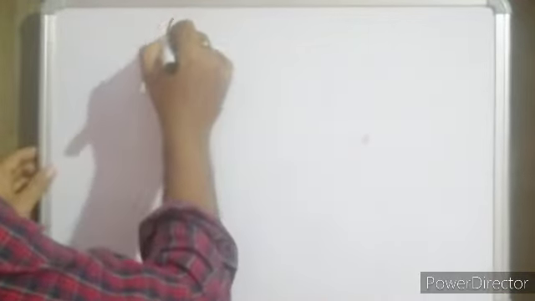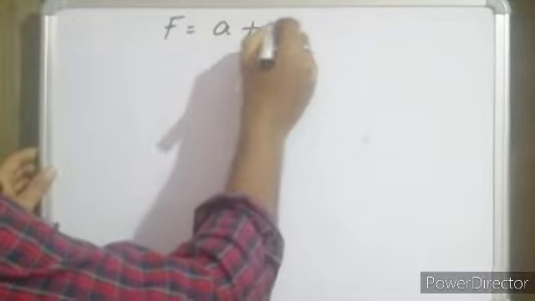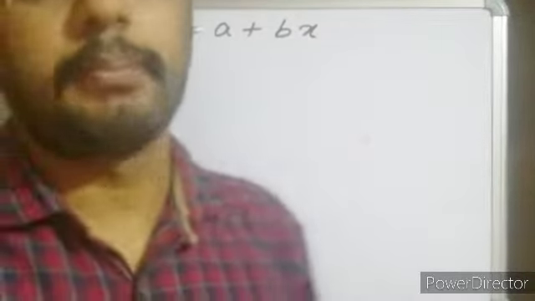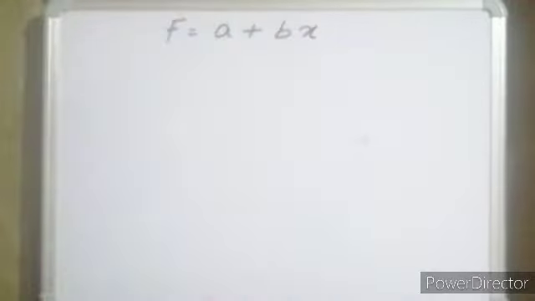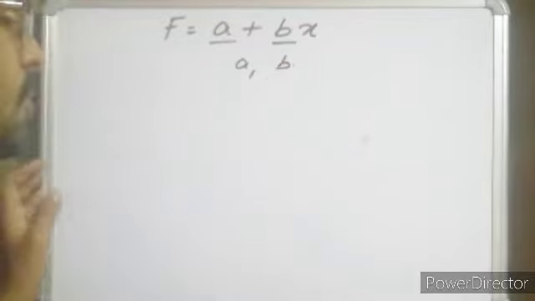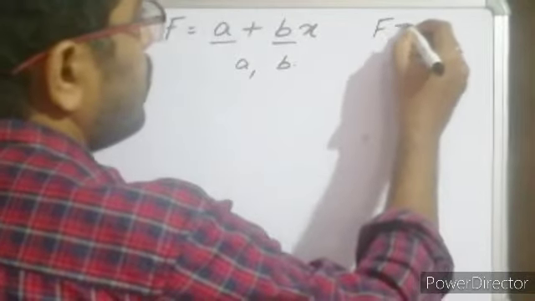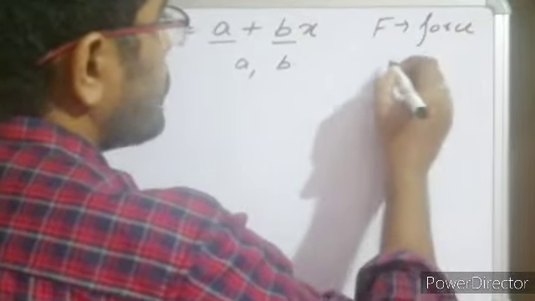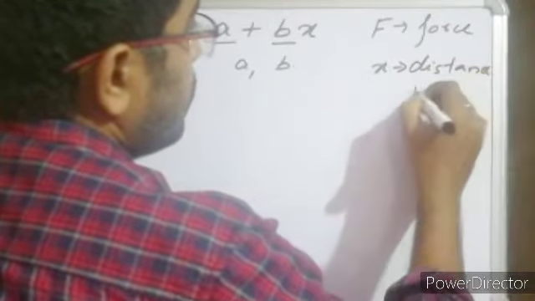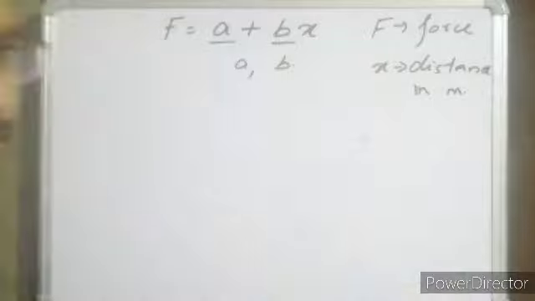Your first question is, you are given an equation F = A + Bx. This is your first question: F = A + Bx. Now, you are asked to find the dimensions of A and B. It is also given that F is force, and x is distance in meters. Anyway, distance is quite sufficient. So let's have a look into this numerical.